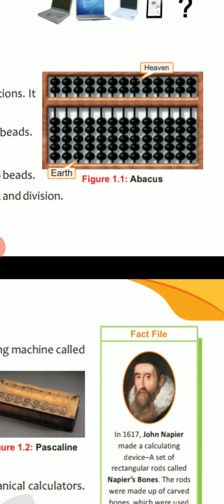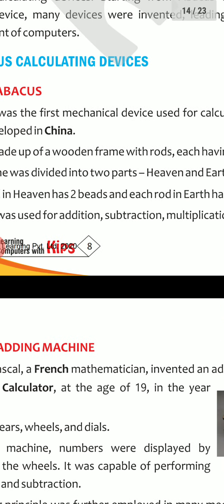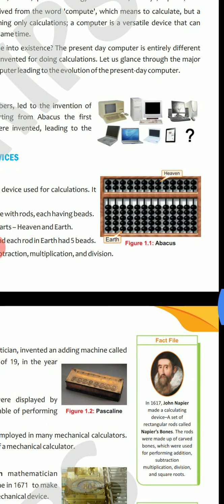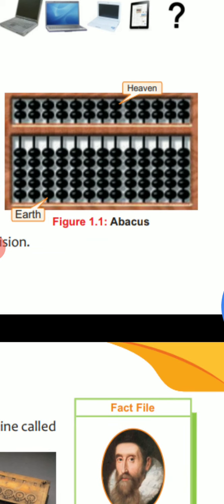This is the abacus. This abacus was the first calculating device, and as the picture shows, it has a wooden frame, and in that frame two parts are there. One, as I have shown, is heaven. The other one is earth. Heaven has 2 beads and earth has 5 beads. So these beads are moved, and with the movement of these beads a person can calculate numbers.